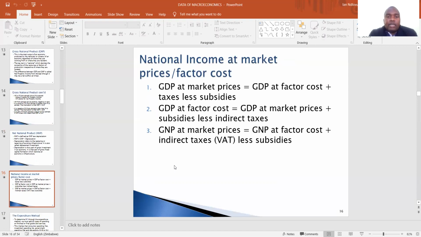And then we've got national income at market prices and national income at factor cost. So we want to distinguish between the two.